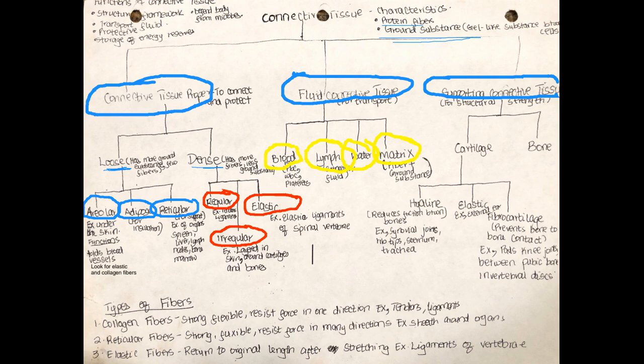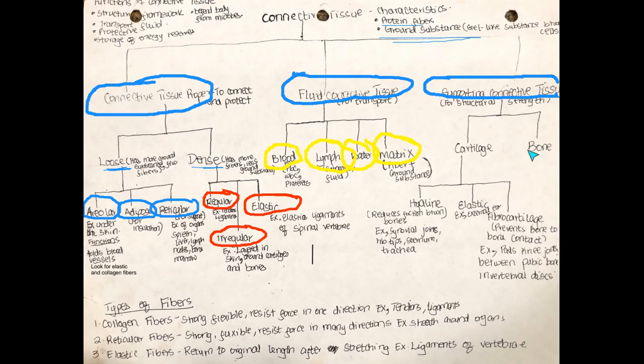So that's fluid connective tissue. And then there's supporting connective tissue. With supporting connective tissue, their main job is to just support structures within the human body. That's why you have bone and then you have cartilage. Let's start with bone.